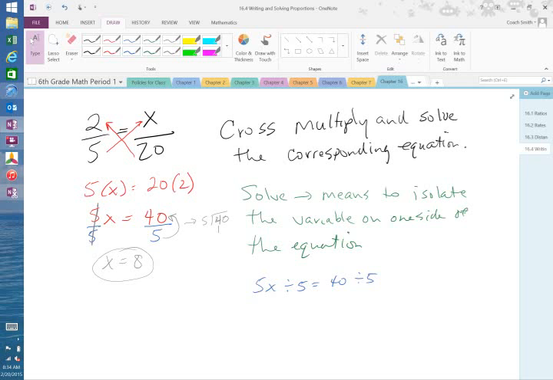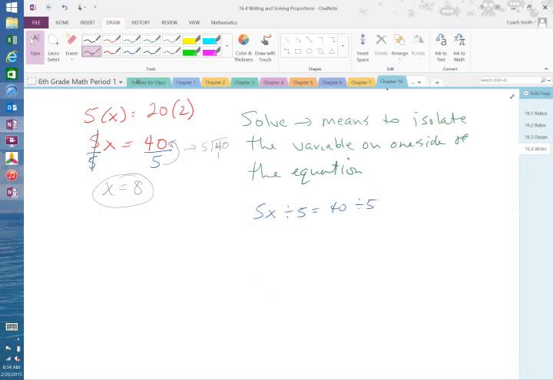Any questions on the process before we move on to another example? All right, let's move on to another example then. Let's see here. 12/C is equal to 3/1.